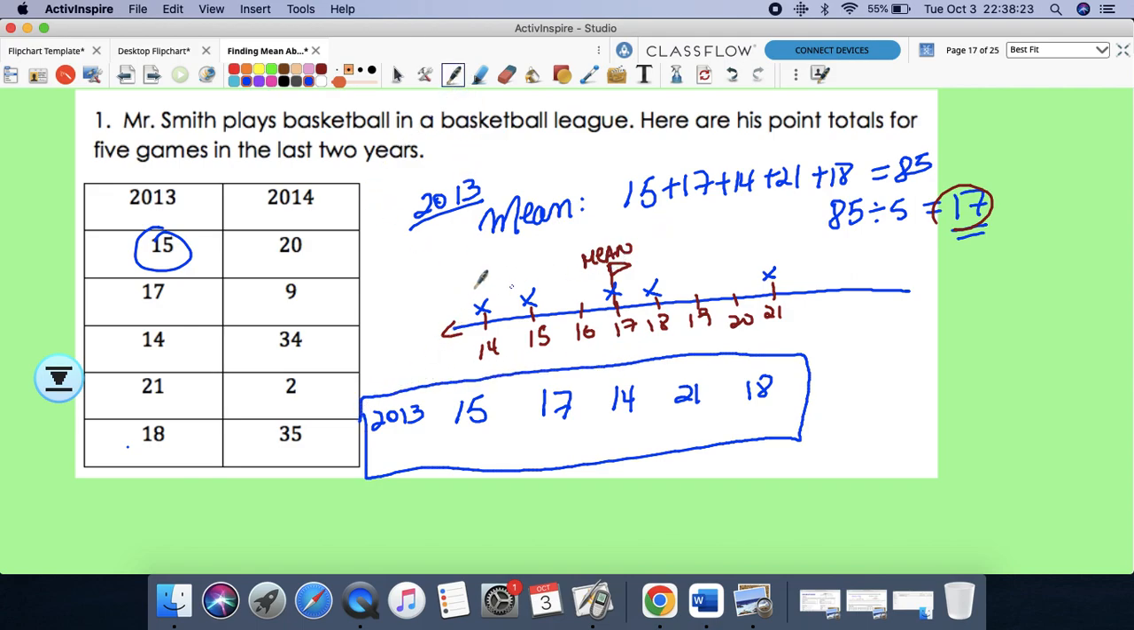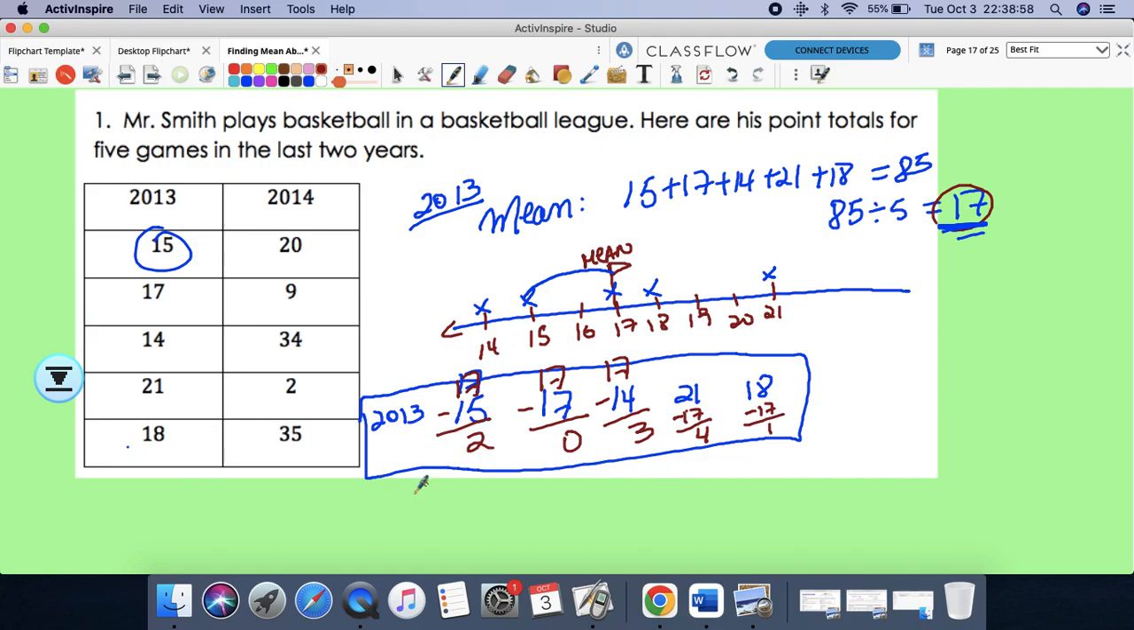So now our mean was 17, right? So don't forget, we're going to put 17 on top and subtract. So 15 to walk to 17, how many steps is it? I'll change colors. We're going to do 17 minus 15, which is 2. And then 17 minus 17, which is 0. 17 minus 14, which is 3. So 21 minus 17, which is 4. And 18 minus 17, which is 1.